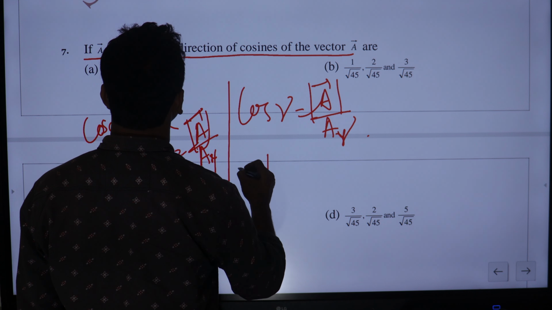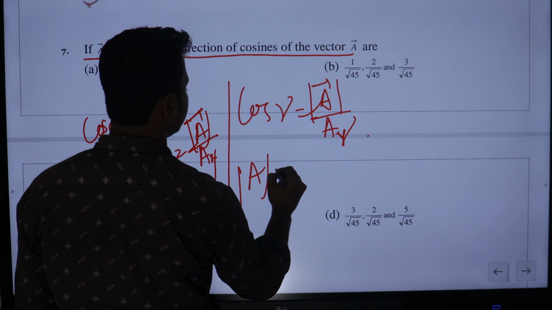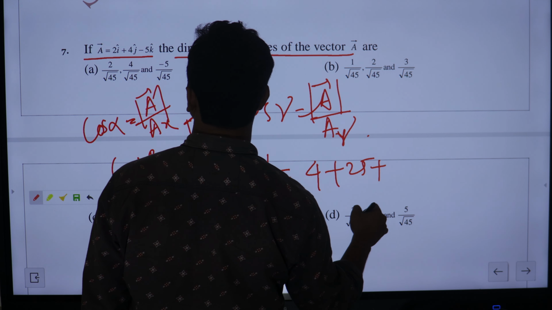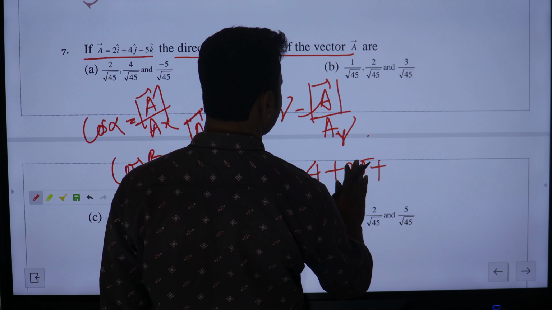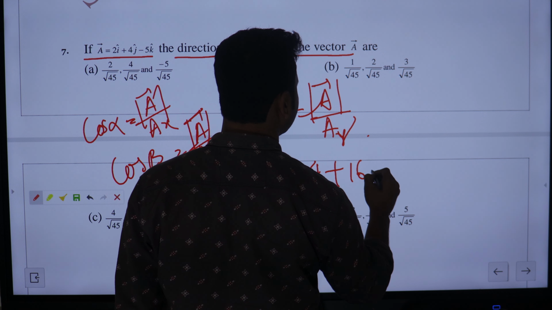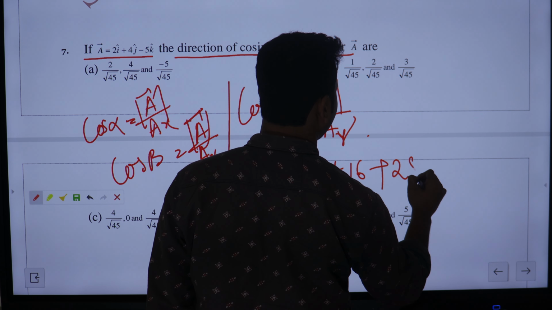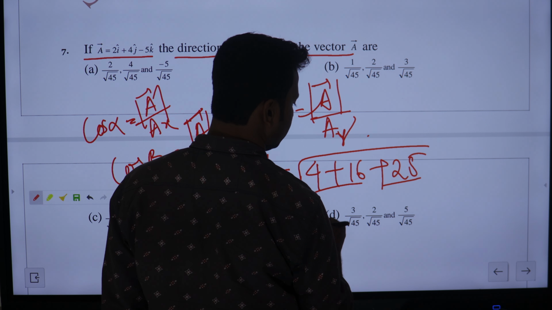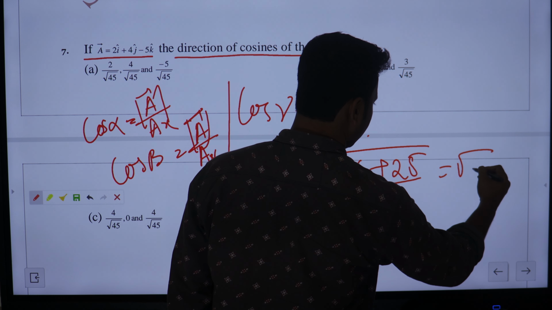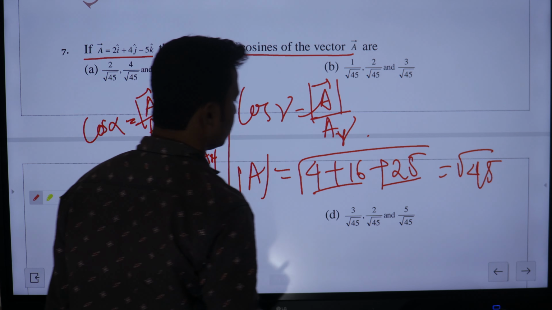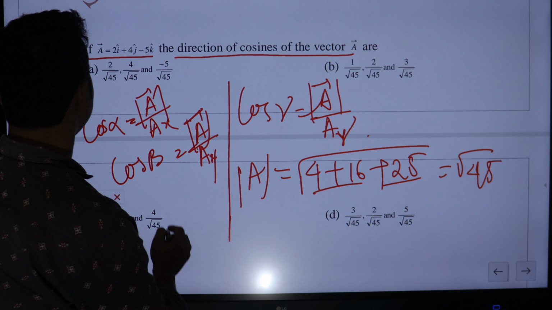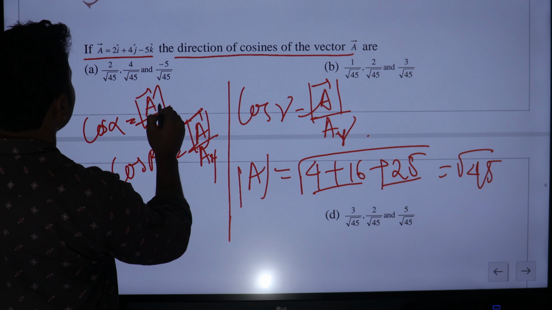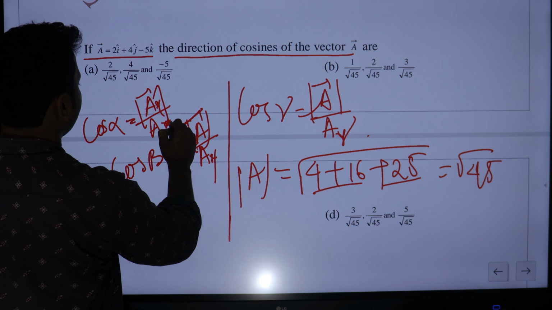The magnitude of this vector is root under 4 plus 16 plus 25, so it will be root under 45. So according to this, cos alpha equals 2 by root 45. Sorry, it is the x component by the total vector.